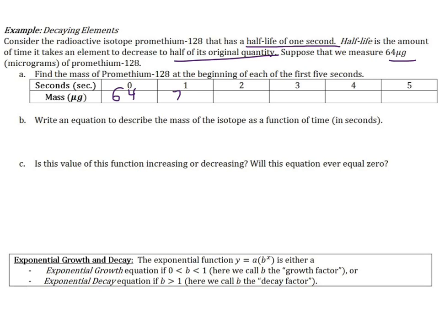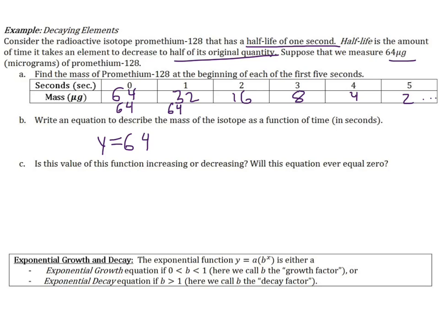And so after 1 second, it's got 32. Then it gets cut in half after the next second. Now it's only got 16 micrograms. It gets cut in half, gets cut in half, gets cut in half, so on and so forth. All right? So let's make an equation for this. Well, what's our initial value? Well, our initial value here is 64. So we're going to start off with 64.